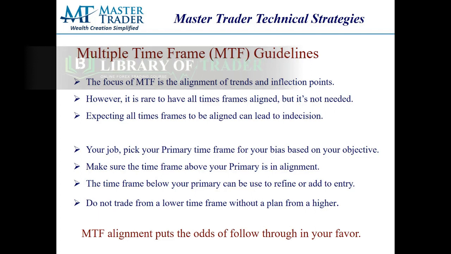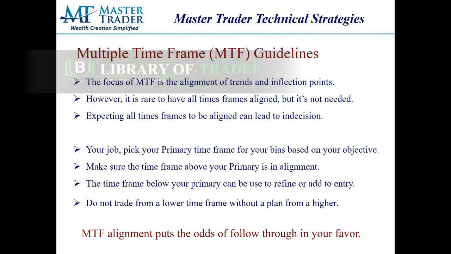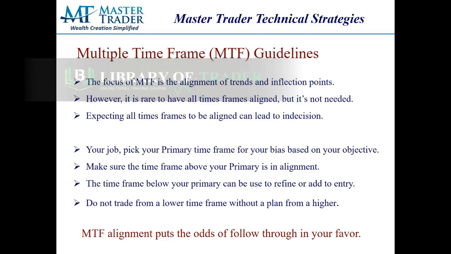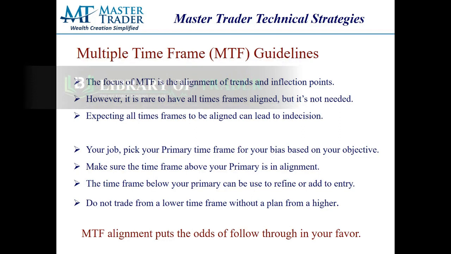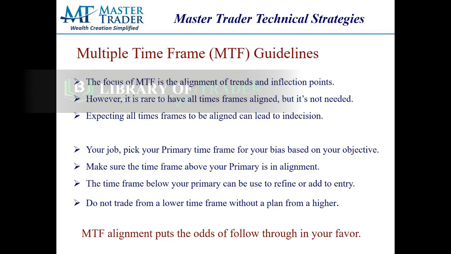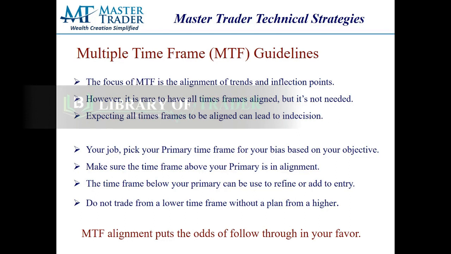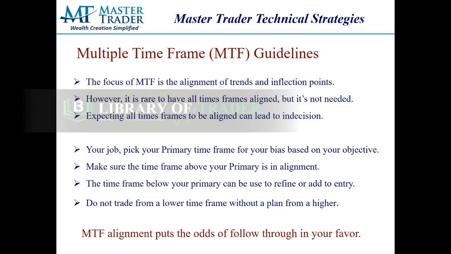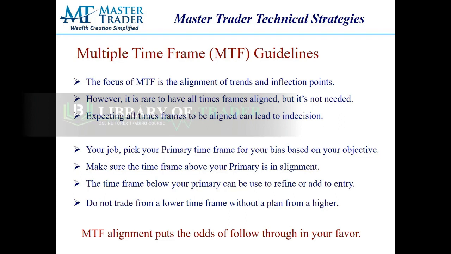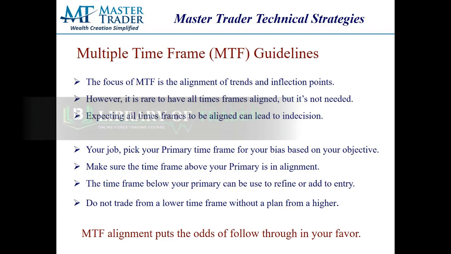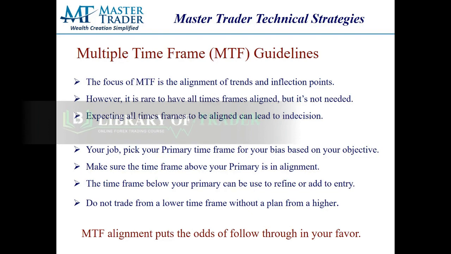Pick your primary time frame. That's where your bias is and your objective. Make sure the time frame above your primary is in alignment with that. The time frame below your primary, you can use to refine or add to an entry point. Now, we don't trade from lower time frames without a plan from the higher. It typically leads just to poor quality trades and stop-outs that were completely avoidable. So we want to put these multiple time frames in alignment because that's what puts the odds in our favor.